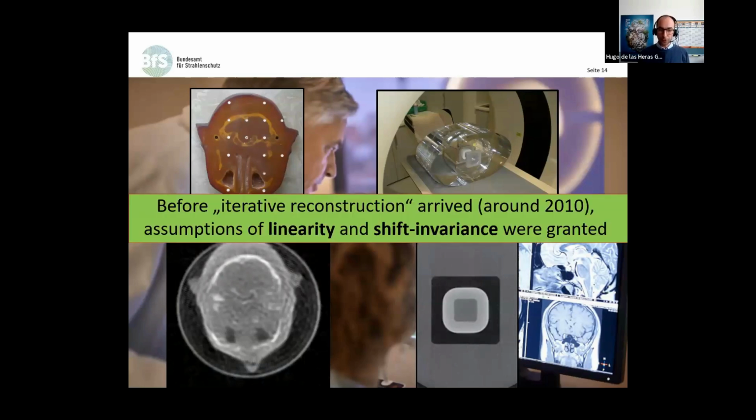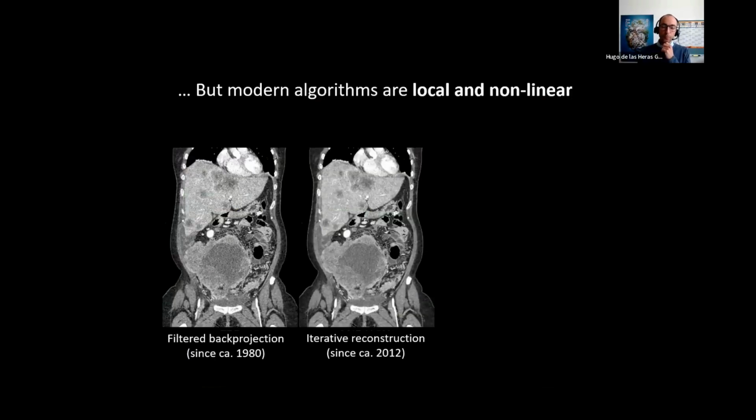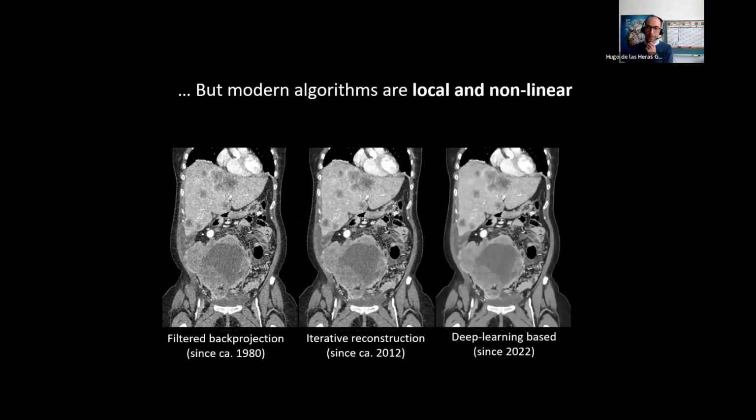But before iterative reconstruction arrived around 2010, assumptions of linearity and shift invariance were granted, which is not happening right now. I want you to see one example of what modern algorithms are actually doing. They are local and nonlinear. Look at the left, you see an example of a very typical algorithm for a clinical reconstruction of a patient, and on the bottom, the middle, the same reconstruction of the same patient with another algorithm. And let me show you the most modern kind of reconstruction, which is a deep learning based algorithm in the market since 2022.